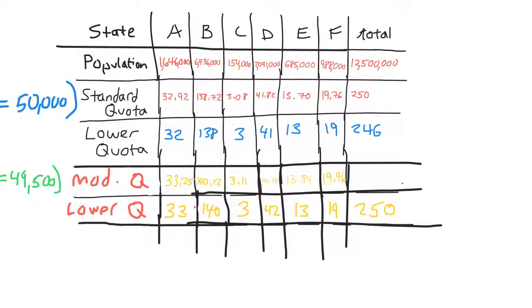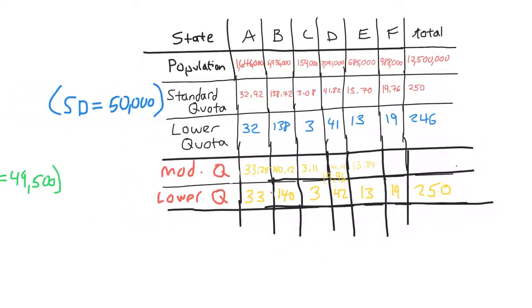Okay? So once again, if you're going to be doing the Jefferson's method, you come up with a new standard divisor that is such that when you use it, it bumps up the old standard quota until it's high enough. You actually have to bump it up so that it's high enough that when you round it down, you end up with the sum of 250.